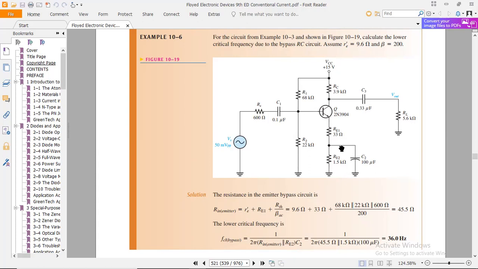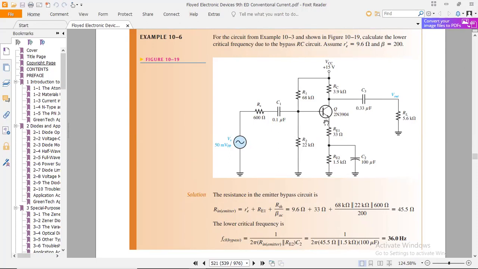So we are using the formula from the above aspects. The emitter is connected here, and the capacitor is in parallel with the RE1 resistance. The resistance in the emitter bypass circuit is represented in the formula. First, we have to find the overall emitter resistance. What kinds of resistances do we have to consider here?